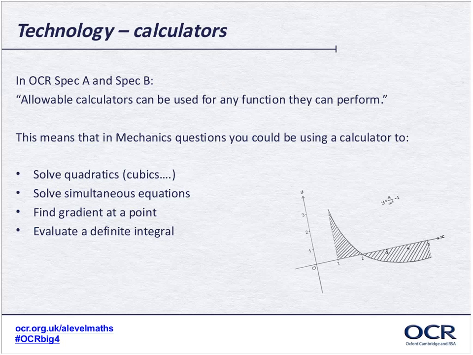Calculators. So in the OCR spec B, A and spec B, I've already mentioned this. Allowable calculators can be used for any function that they can perform. So in the mechanics questions, you could be using a calculator to do, for example, any of these four things. There aren't many other things that you might want to use your calculator for, other than basic arithmetic and so on. And I will just reiterate that this is about appropriate use of technology.